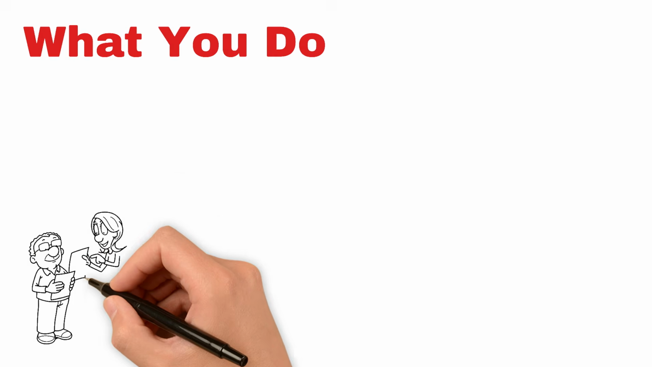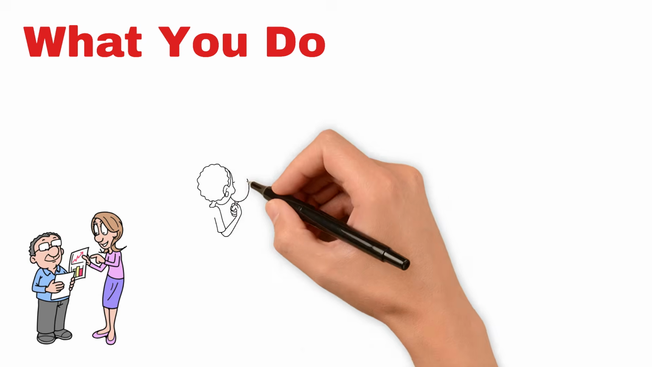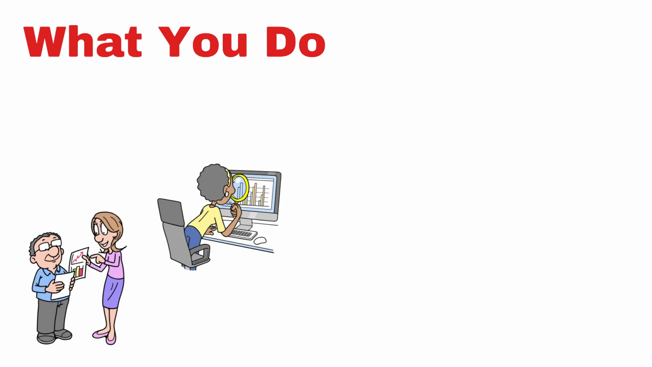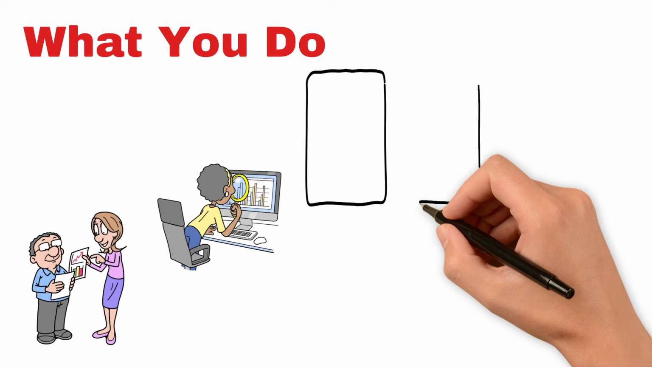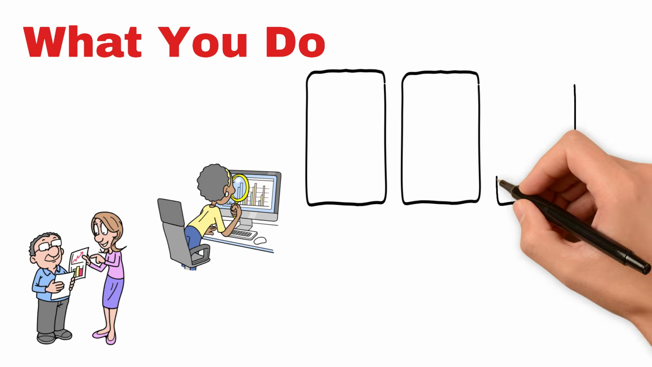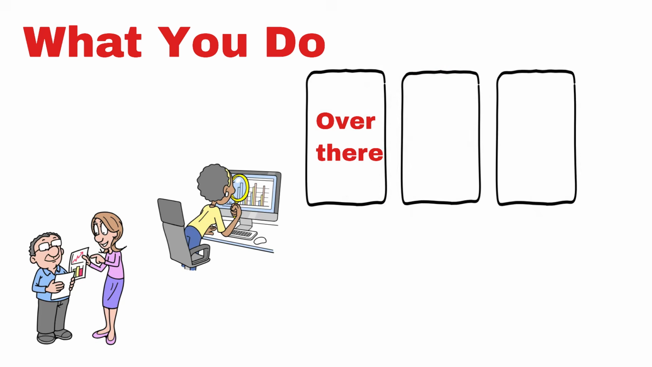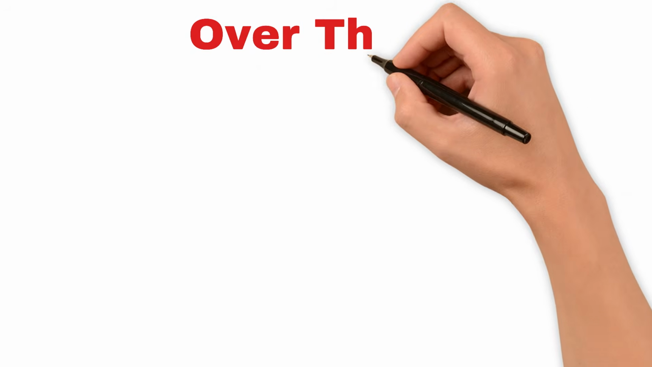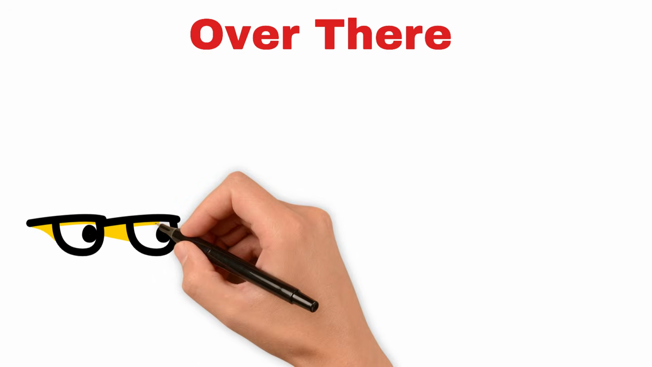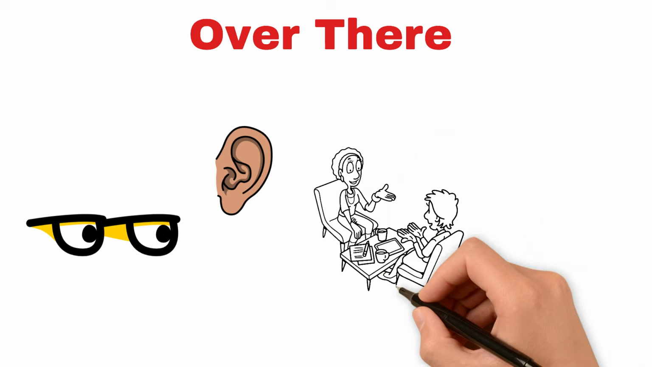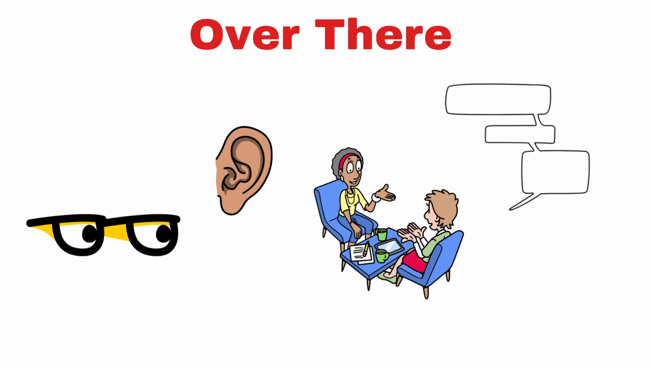You gather the referential data first. You slow the moment down and you separate it into three clean parts. What happened over there? What happened in here? And what you concluded up here. Over there is the observable stuff, what you saw, heard, and what was literally said or done.